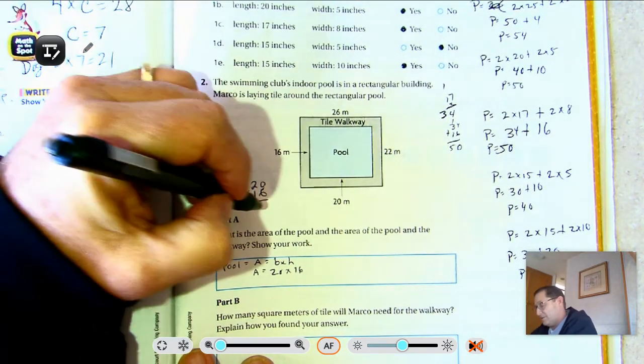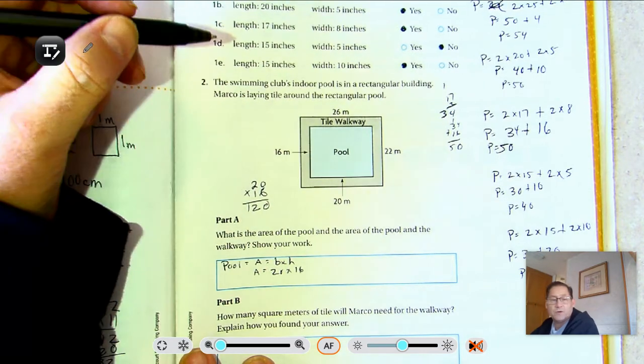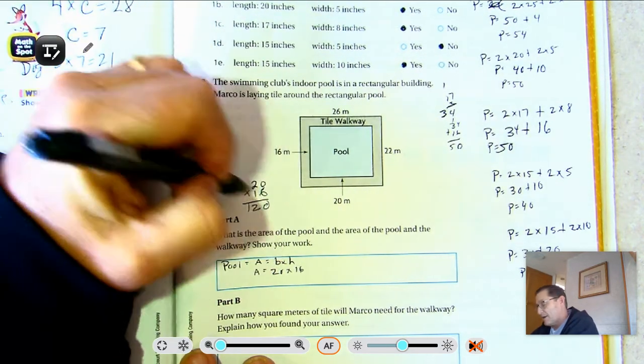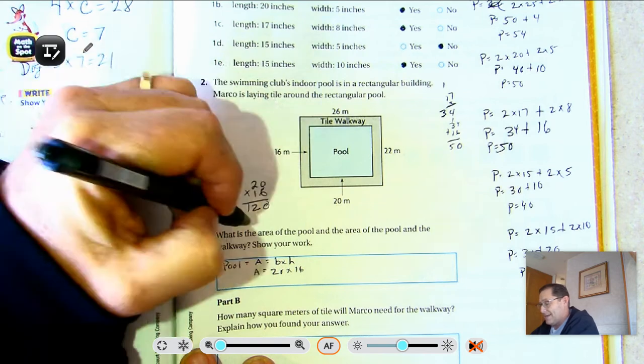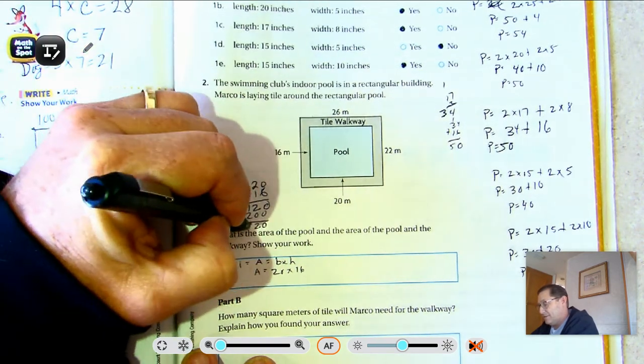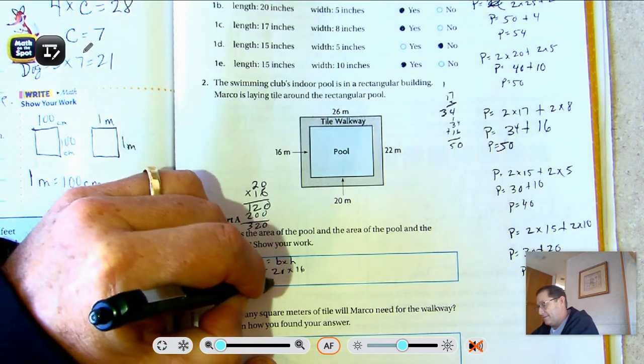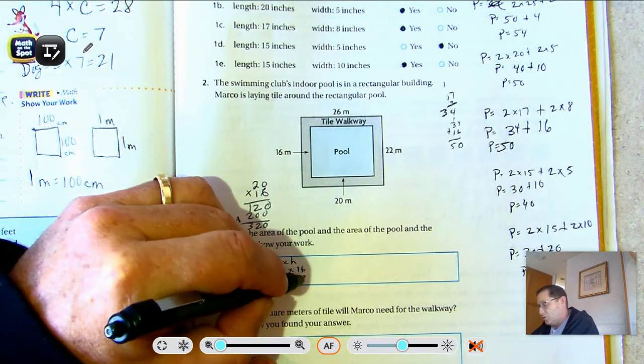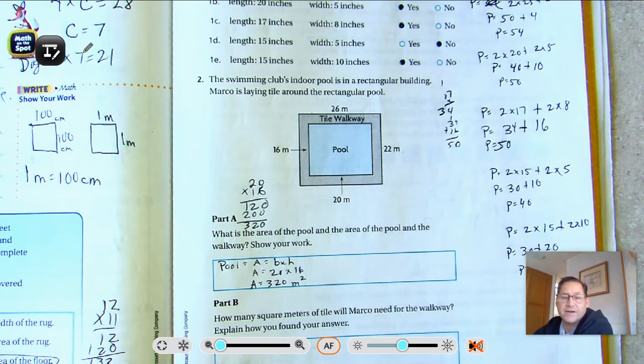6 times 0 is 0. 6 times 2 tens is 12 tens. Now we're going to multiply 20 by 10. That's 200. So 320 meters squared. All right, so that's the area of the pool.